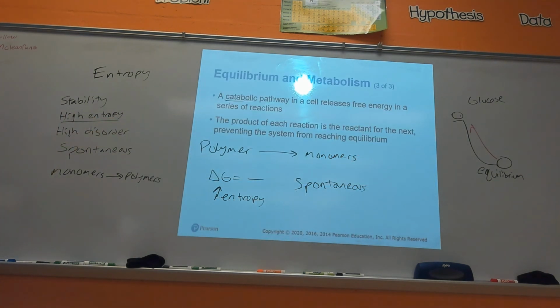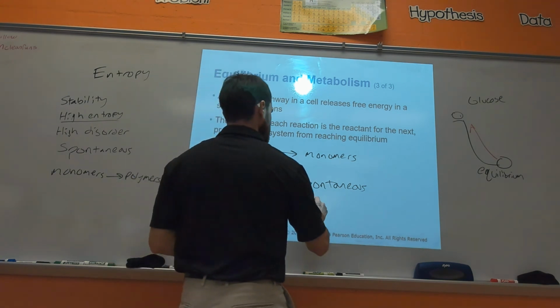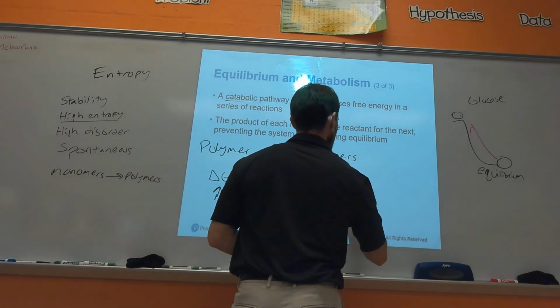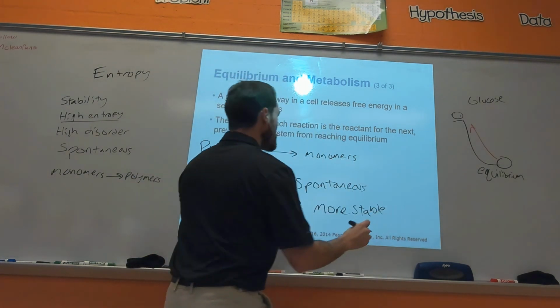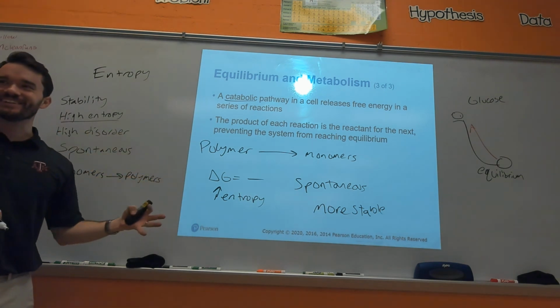Yeah, go ahead. So catabolic is going to more stable and anabolic is becoming less stable? Yeah, good. That's a good way of looking at it. If you go polymer to monomer, for the universe, this is more stable. For you, you would be freaking out, right? But again, when we say stable, we're not talking about your mental health. We're talking about the universe here, you know.